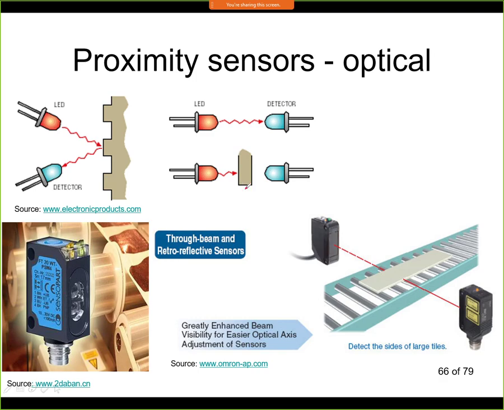The second option that we have in optical sensor is to detect if the object is interrupting the beam or if it's not interrupting the beam. So here on the left you can see the same principle. We can see the reflection from the object. So the LED produces the light and the detector will detect the reflection.